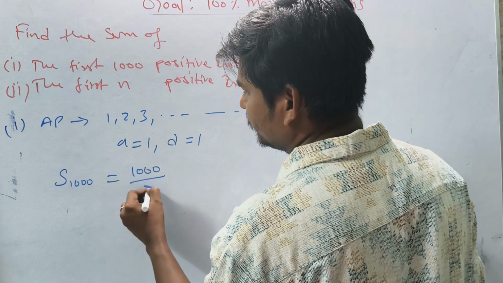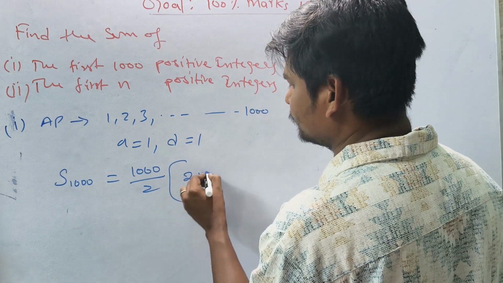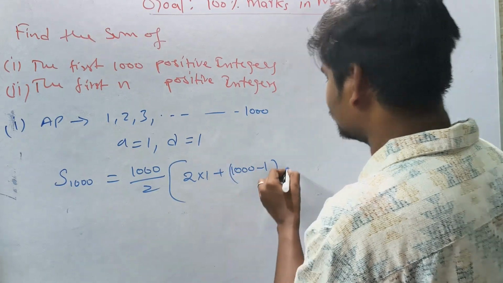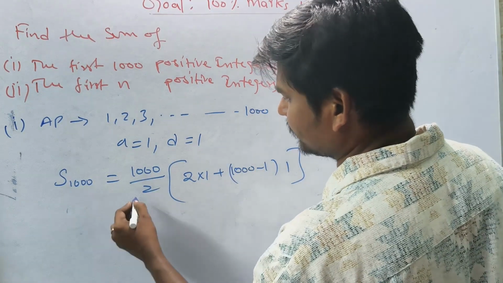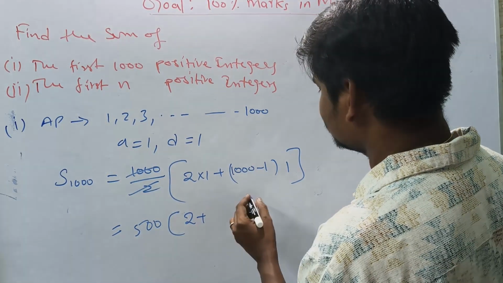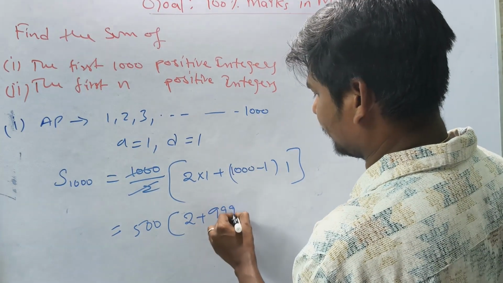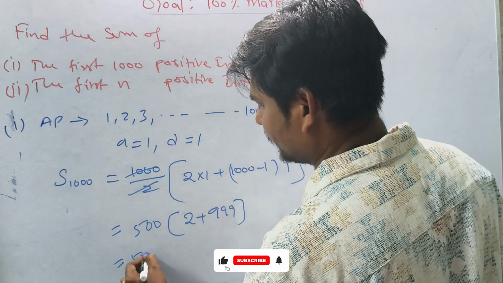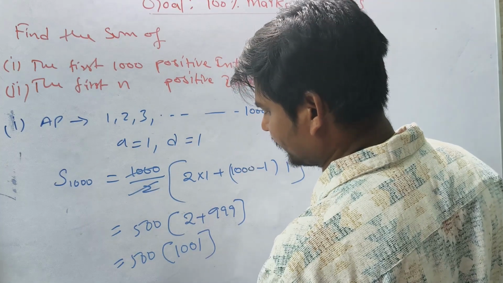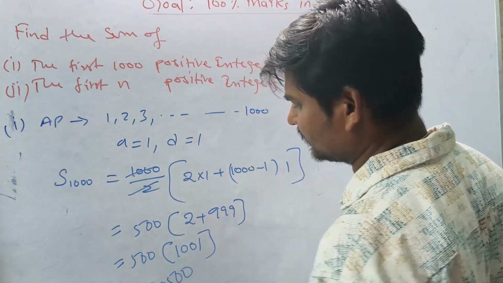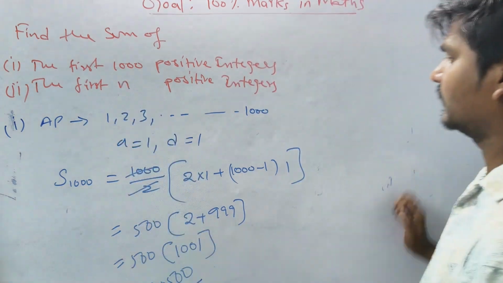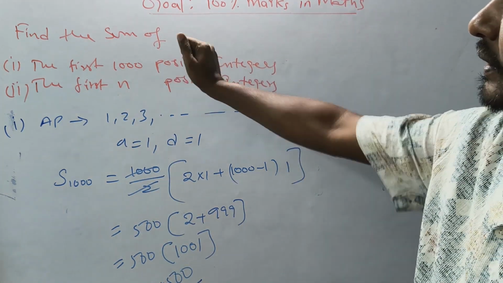Now the sum of the first 1000 terms. So 1000 by 2 into 2a, that is 2 times 1, plus n minus 1 into d. 1000 minus 1 into d is 1 again. Now if you solve this, how many times does it cancel? 500 times. Now 2 plus 999, then you will get 500 into 1001. If you multiply this, you will get 500,500. Clear? So this is the solution for the first question.